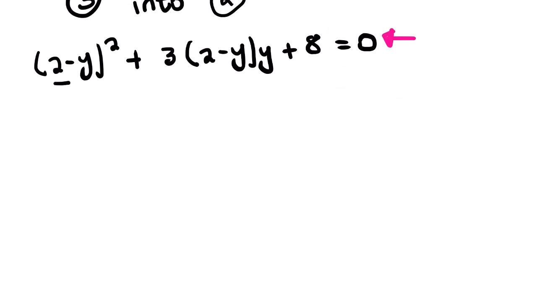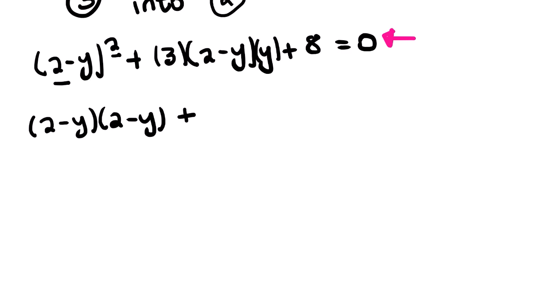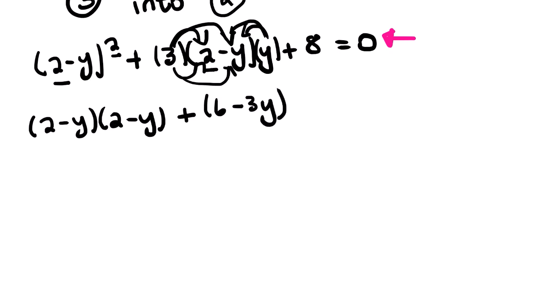Then here we know that if we have a binomial raised to the power 2, we are going to expand. Plus, we can see that we have two terms surrounding this binomial. We can start by multiplying the first term with the binomial and put it inside the bracket, and then we are going to multiply the second term with the new binomial. So 3 multiplied by 2 is 6, 3 multiplied by negative y is negative 3y, and then we have y plus 8 is equal to 0.